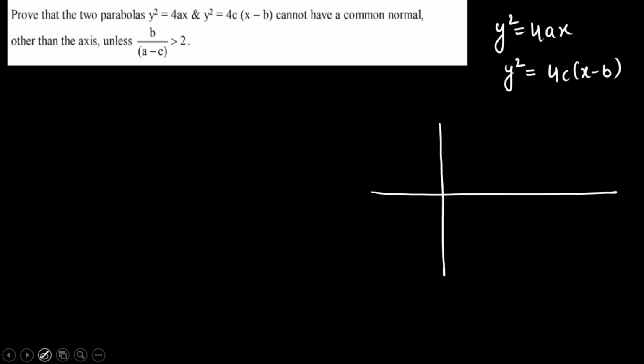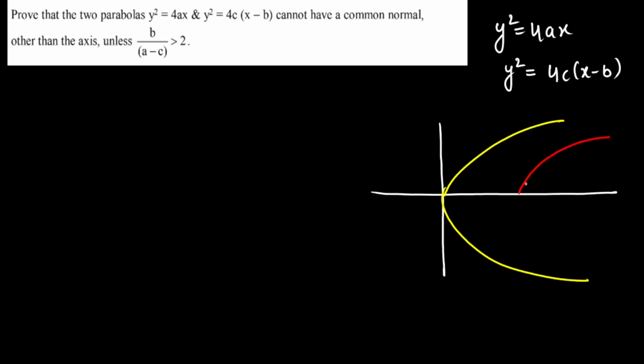So let me draw the two parabolas. For the first parabola, the vertex is origin and it will be something like this. Now let's say the second parabola is something like this. If b is positive, I'm taking this; you can take the other side, there's no problem at all. Now let's consider they share a common normal other than axis. So other than axis, this is the common normal as you can see. Let's say one more normal they share, something like this. And this is our normal.